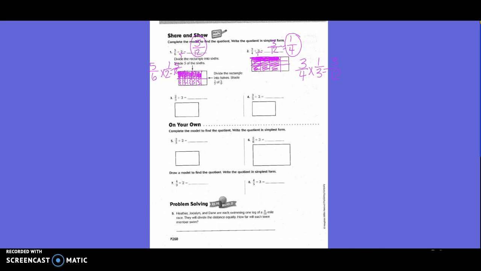2/3 divided by 3. So how many different parts do I need? 3. How many of those am I coloring in? 2. Okay. Then horizontally, how many do I need to break that into? 3. And then of those sections, how many am I coloring in? 1. So technically 2 parts, right?